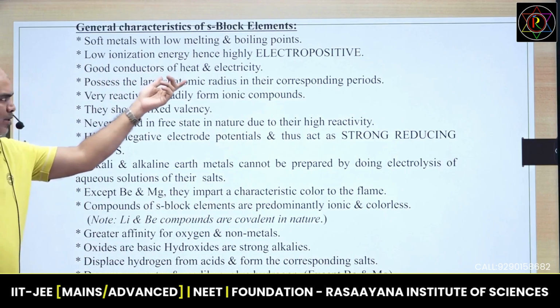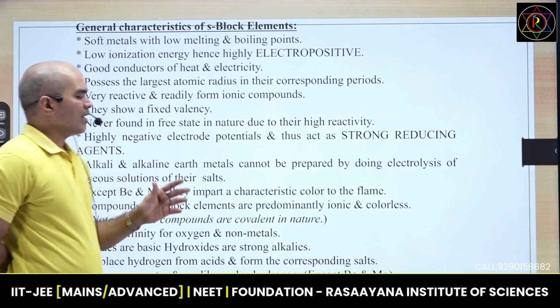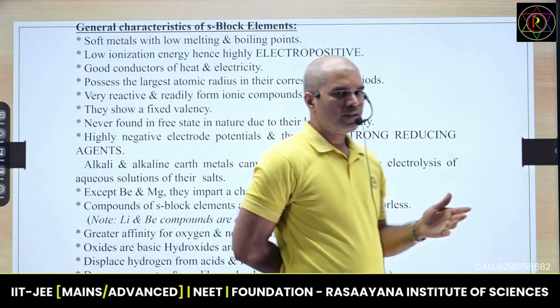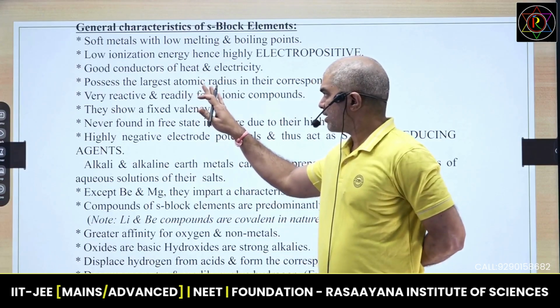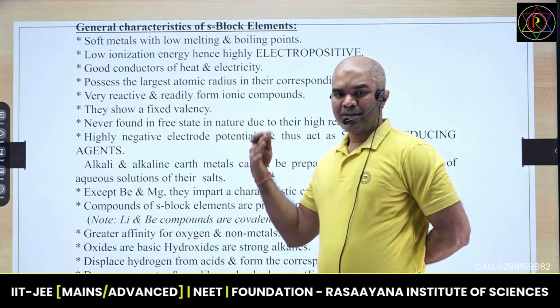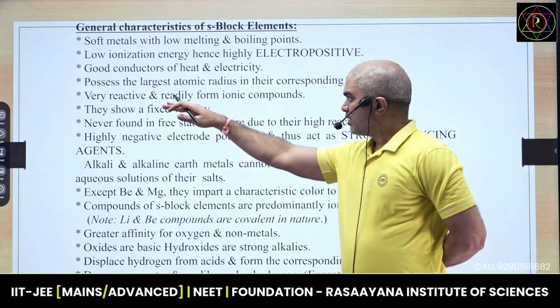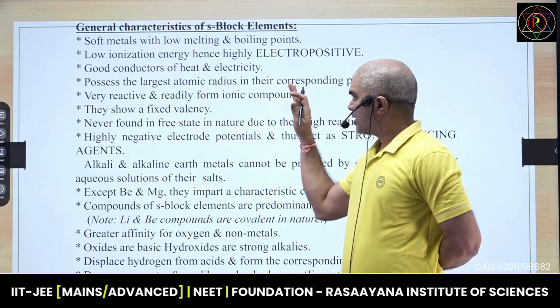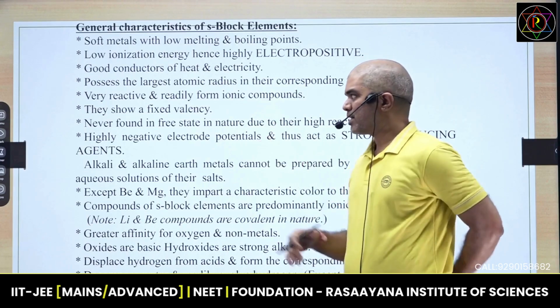They are good conductors of heat and electricity, but thermal conductivity, when I compare it with the D block elements, is not that high. But they are good conductors of heat and electricity because they are metals. Since they are metals, they are always good conductors of heat and electricity. They possess the largest atomic radius in their corresponding periods, because these are the first elements, they have the largest atomic radius.